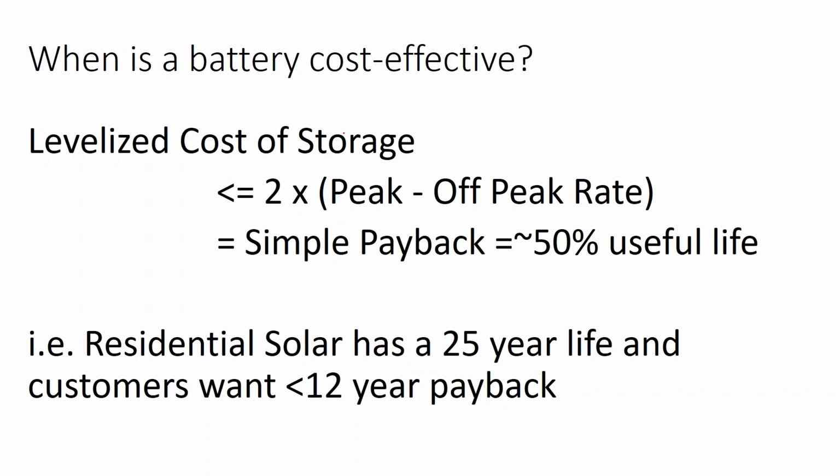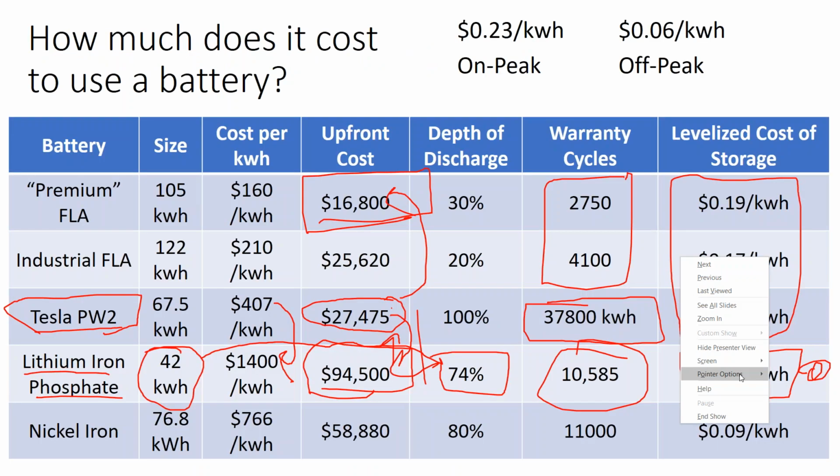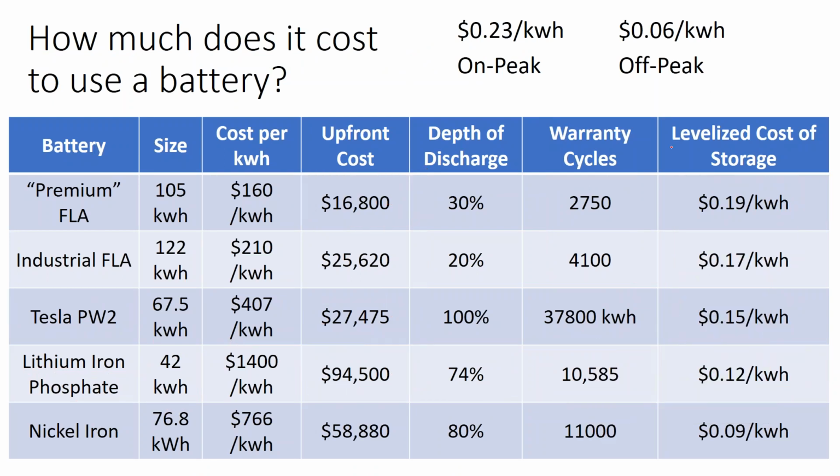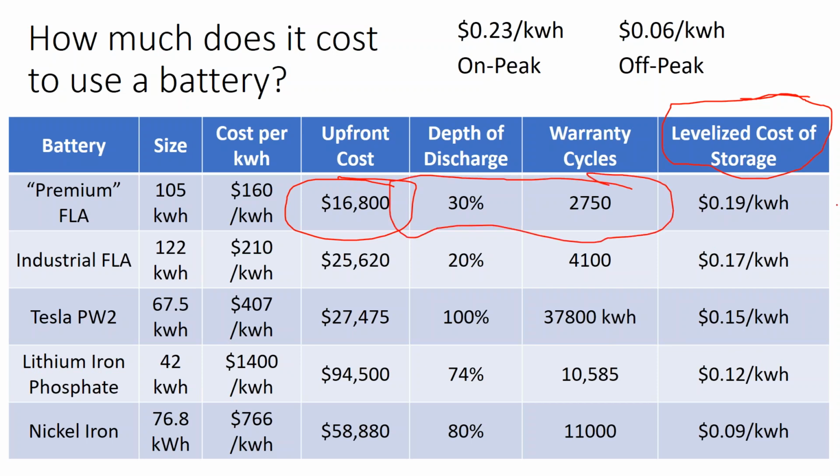But what I want you to think about is look at the levelized cost of storage, and understand that this doesn't include any interest or the cost of capital. This is just the upfront cost of the battery today divided by its total energy output, which gives us this rating. And we see flooded lead acid being around the 17 to 19 cent a kilowatt hour mark.